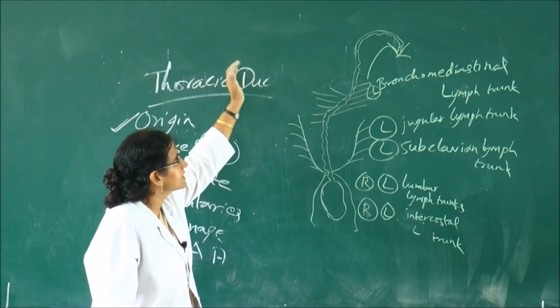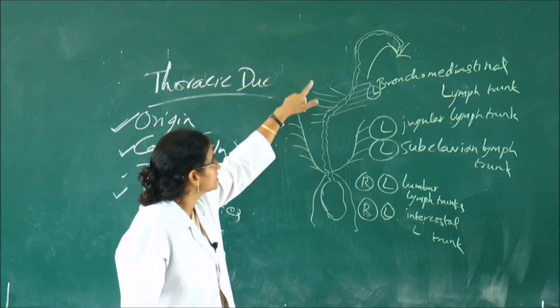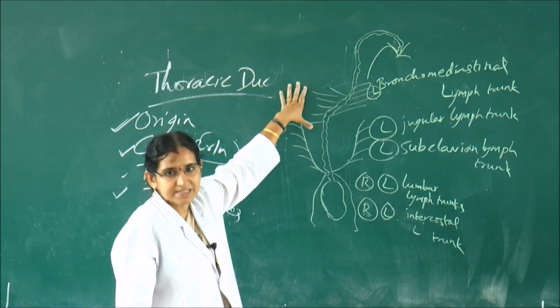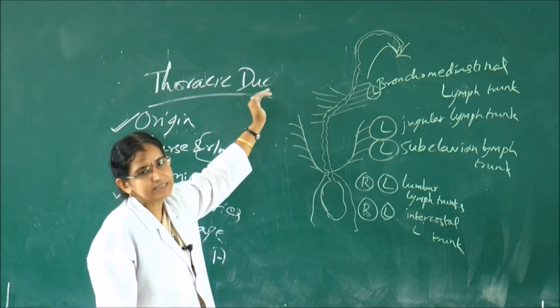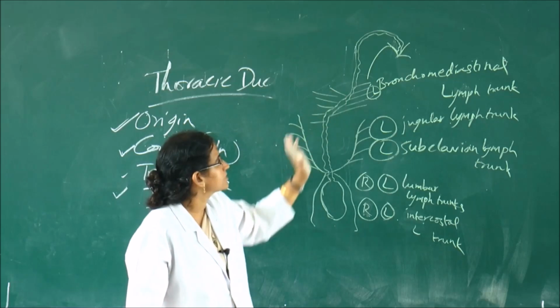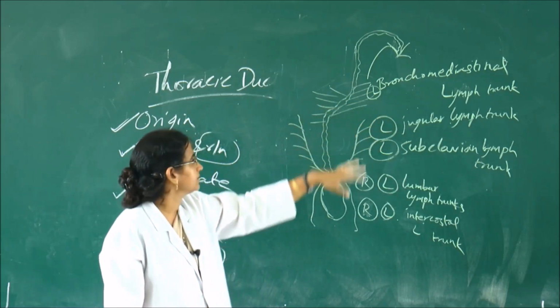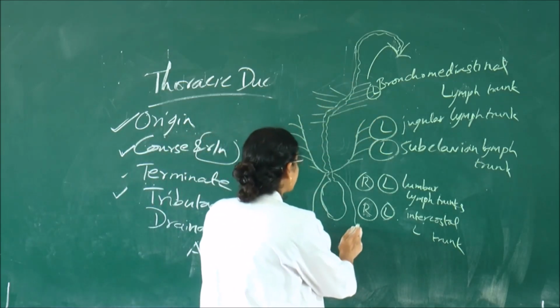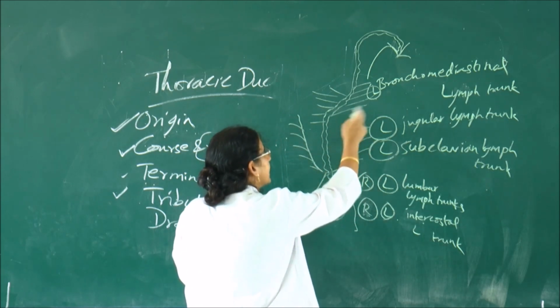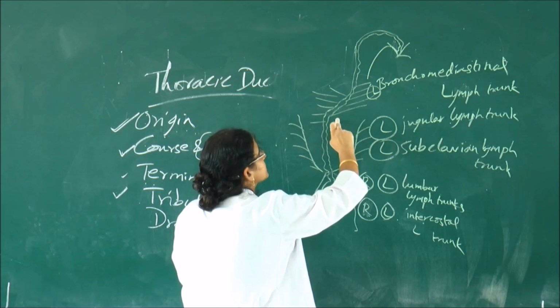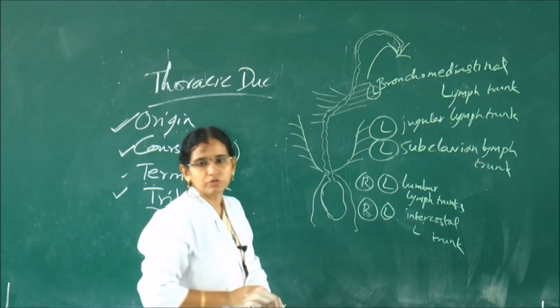Earlier I told you there is a right lymphatic duct which drains the 1/4 of the body on the right side. So these 3 lymph trunks on the right side open into the right lymphatic duct, and this is called thoracic duct. Okay. So now it receives lumbar lymph trunk, intercostal lymph trunk and direct lymphatics from the upper 6 spaces and 3 lymph trunks just before termination.